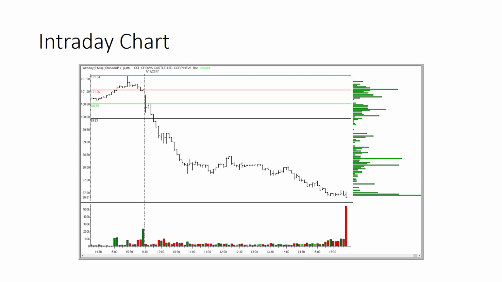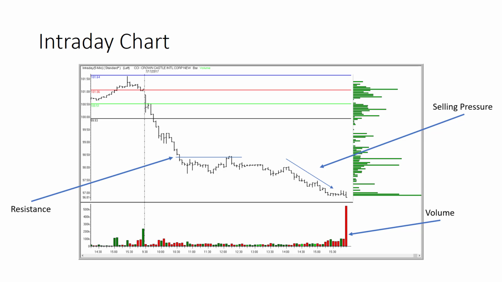Here's our intraday chart on this one. Now you're looking at a 5-minute chart, and what you see is selling pressure pushing the stock lower. We've got very obvious big volume going into the close, and we can also see there's significant resistance overhead.